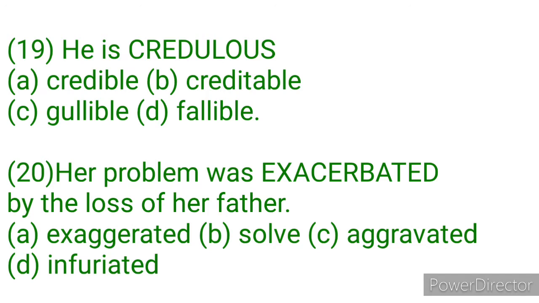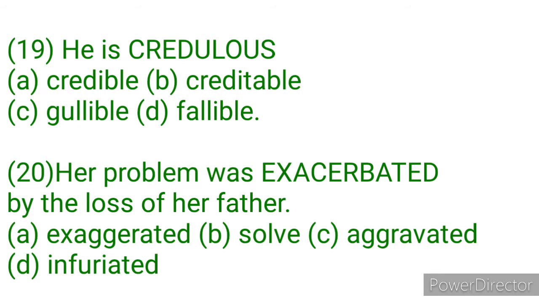You have option A, credible, B, creditable, C, gullible, and D, fallible. The word credulous is used in describing a person who believes everything he or she is being told without thinking it through. Someone who believes what he or she is told, hook, line, and sinker.